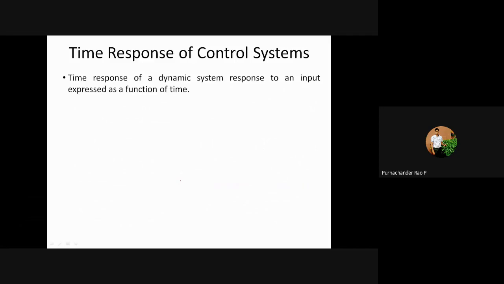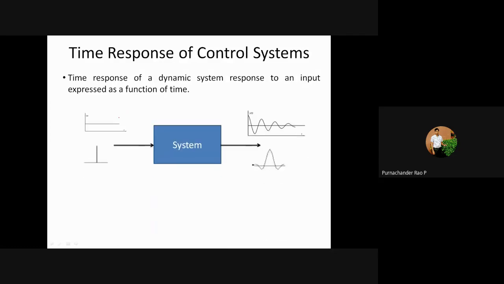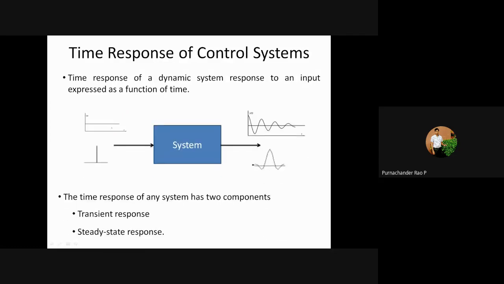Now, the time response of a system. The time response of a dynamic system to an input is expressed as a function of time. For a given input, this may be an impulse input, a sudden shock at zero time going to infinity, then you can expect the output like this. And if the signal is a constant signal, then you can estimate the output in this fashion. It is varying sinusoidally. Just you know this.